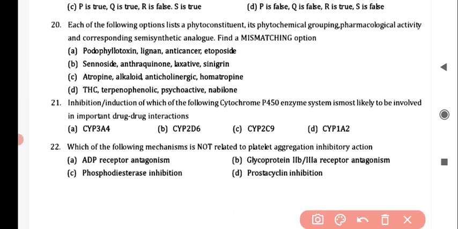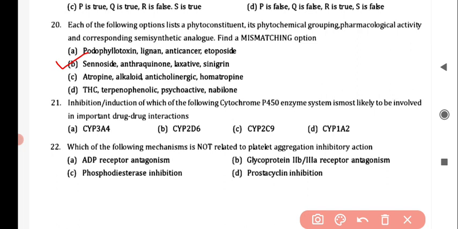The next question is each of the following options list a phytoconstituent, its phytochemical grouping, pharmacological activity, and corresponding semi-synthetic analog. Find a mismatching option. So the mismatching option is option B, that is senoside, anthraquinone, laxative, and sinigrin.